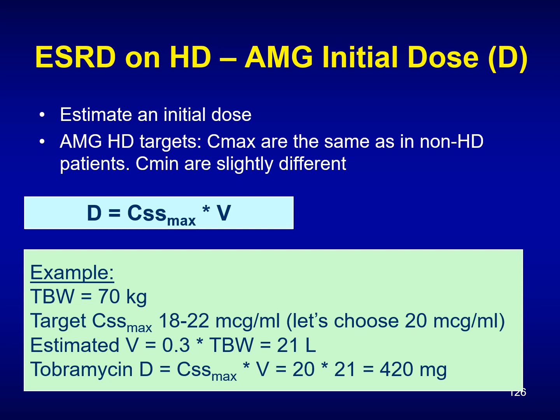Example of this: total body weight for a patient is 70 kilos. We're targeting a gram-negative infection, therefore we want to do high peak extended interval dosing with a Cmax of 18 to 22. Let's say we want a Cmax of 20. Estimated V is 0.3 times total body weight, which in this case is equal to 21. And then the patient's total dose would be 20 times 21, or 420 milligrams.